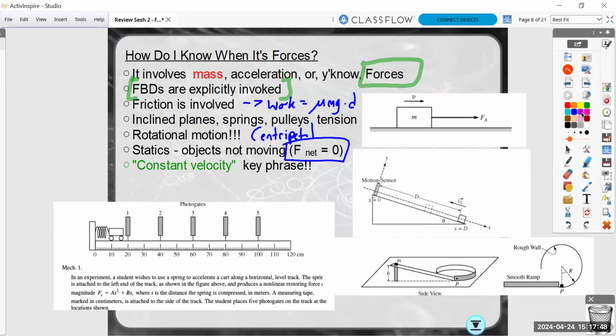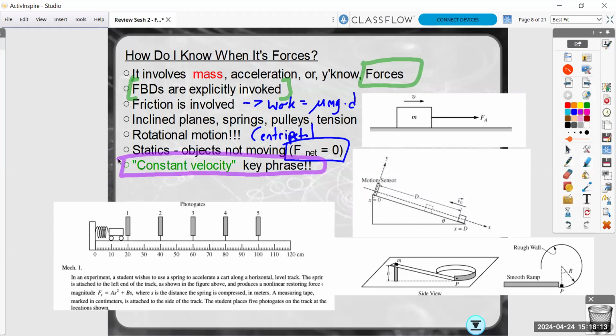And in fact, one of the key phrases that you should be looking for in prompts is when they say constant velocity or constant speed. That's something you should immediately circle, because when they're like, oh, this elevator is moving at constant speed, you should be like, boom, I know that the forces are balanced. Whatever force is pulling it up and whatever force is pulling it down are exactly equal. So that's going to be one of those key phrases.